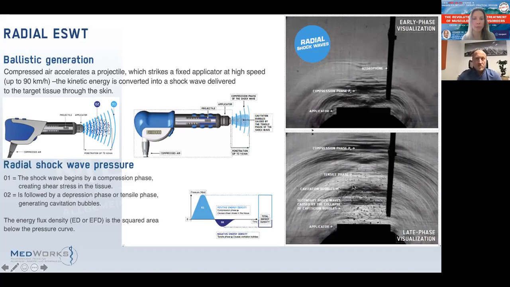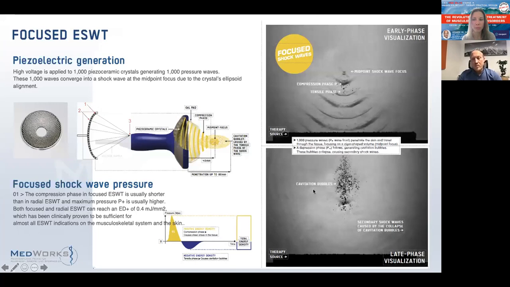bubbles that are very important. You'll see it in one of the next files. The same principle with the cavitation bubbles is with the focus shockwave, but the technical part is completely different. Here we have the piezoelectric generation model of the EMS Piezoclast with the 1000 piezoceramic crystals generating 1000 little pressure waves, and they come together in one point. The point is called the focus, and you can see the depth of the shock waves, and the middle of the focus is nearly 4.5 to 5 centimeters, and the gel pad that we use here makes the distance to the tissue, so we can exactly say where we want to work.